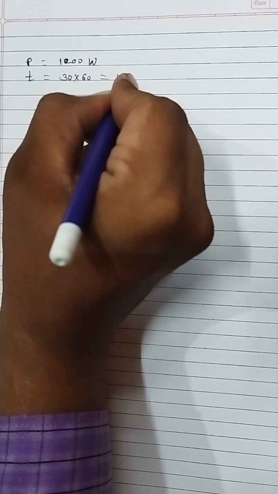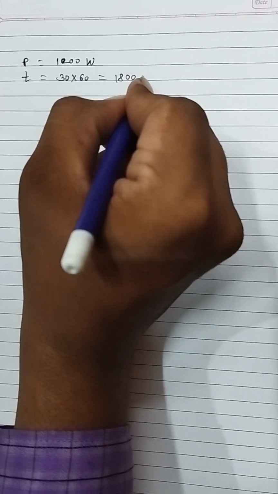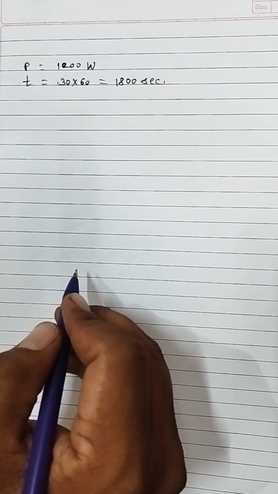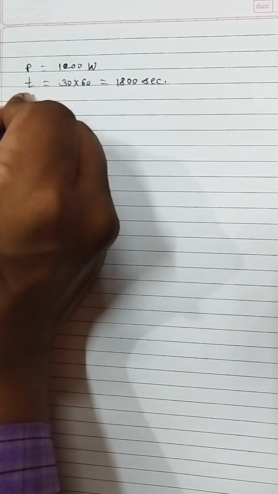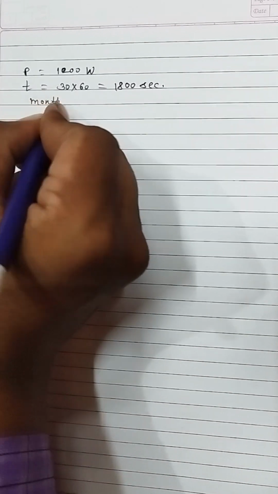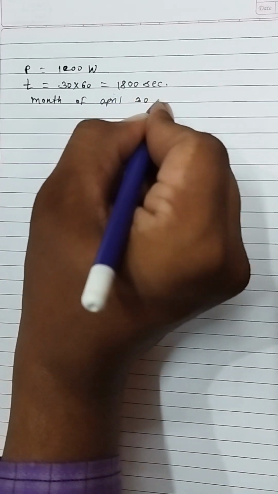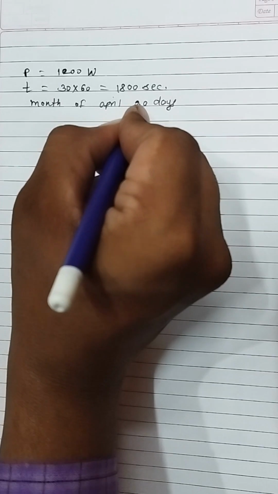So we'll get 1800 seconds. Okay. Then in the month of April, how many days are there? Month of April. You should know these days. So in the month of April there are 30 days.